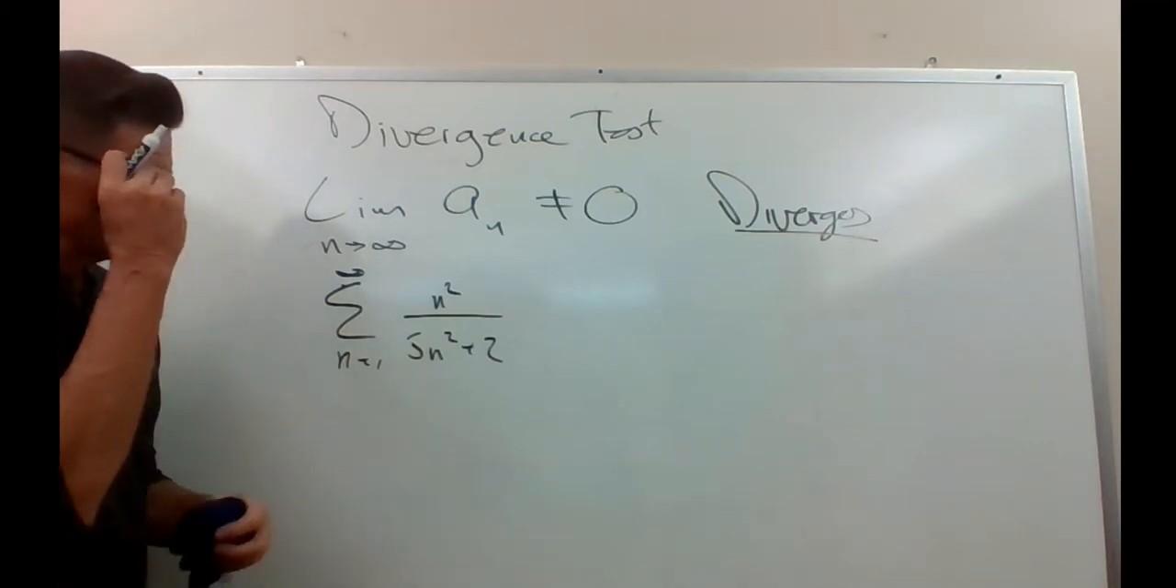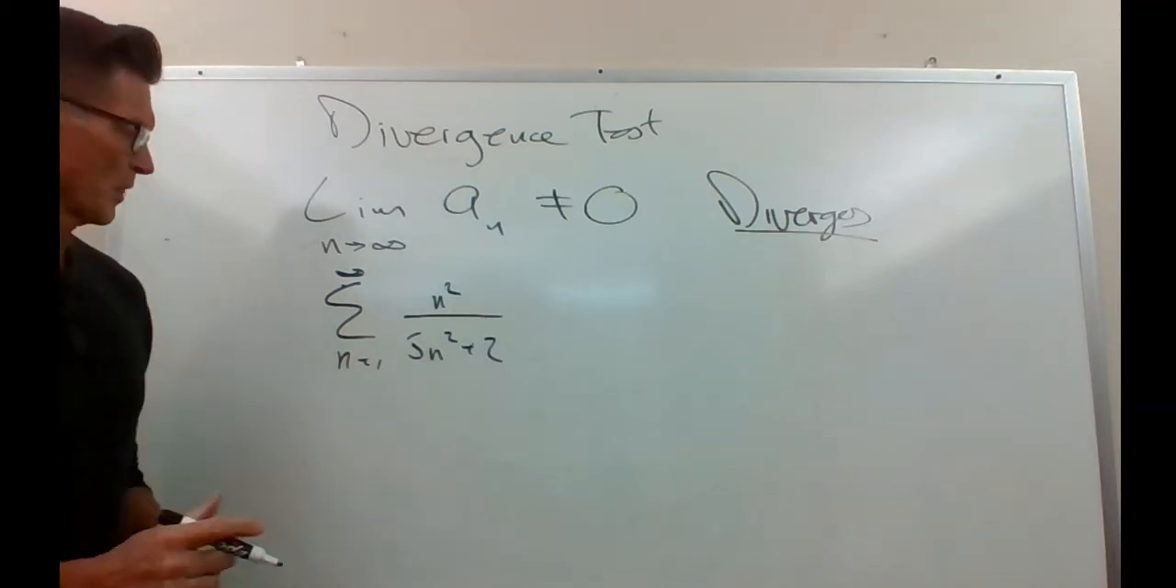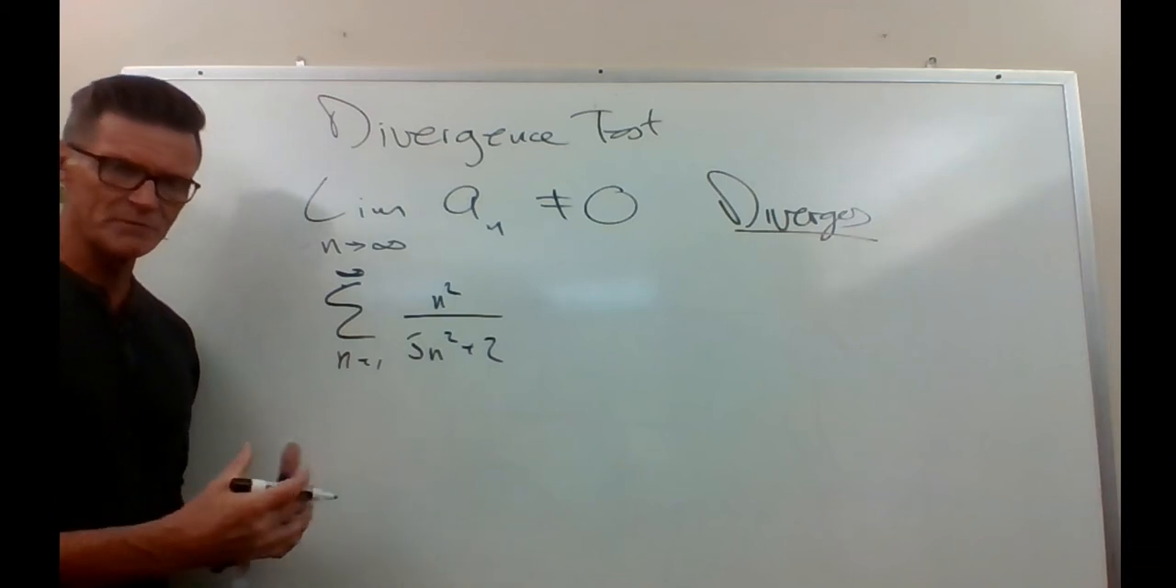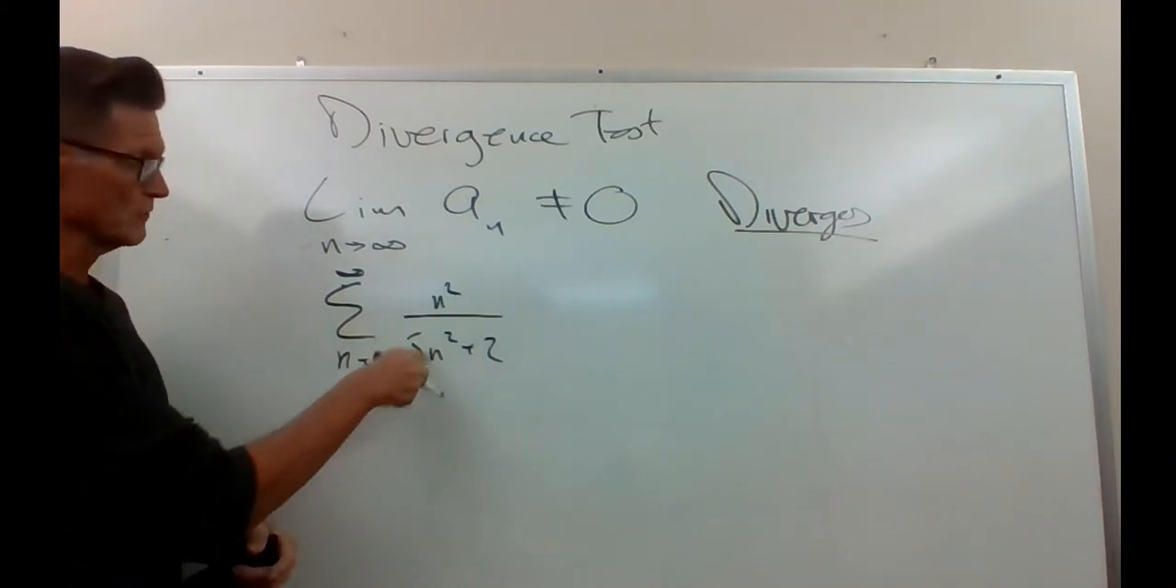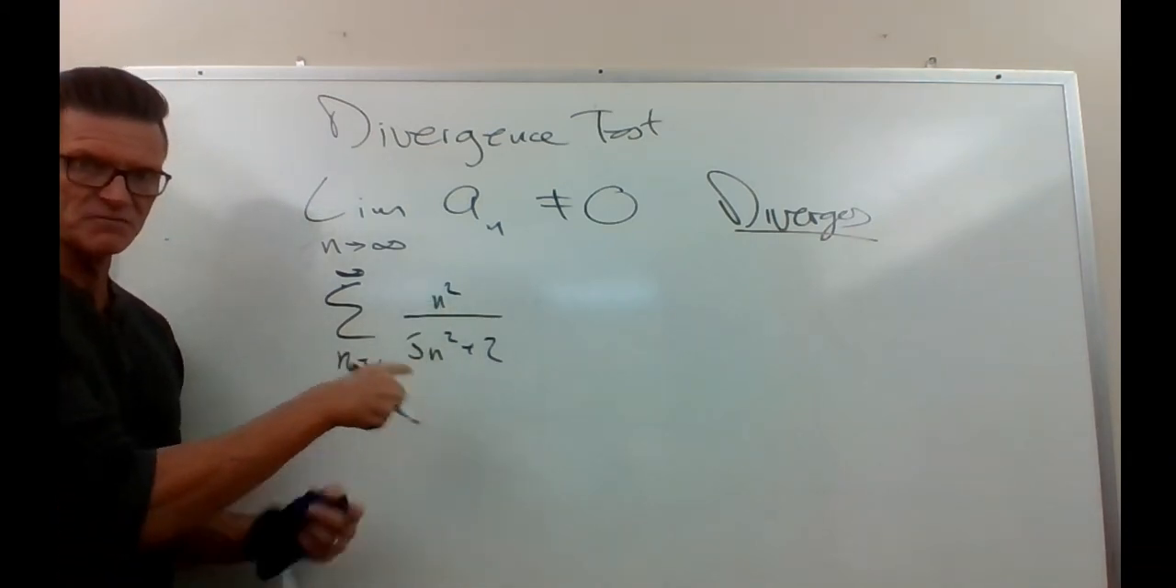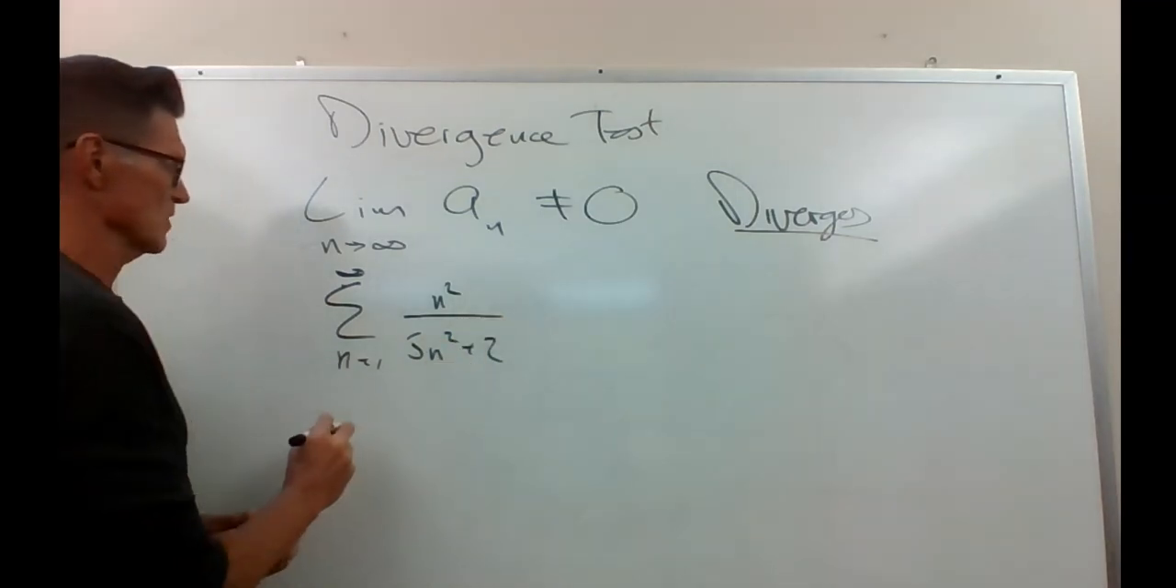So I take a look at this. I want to see if it diverges or not. And so one of the techniques that we have been using is to look for the highest power of n and divide everything through by the highest power of n.